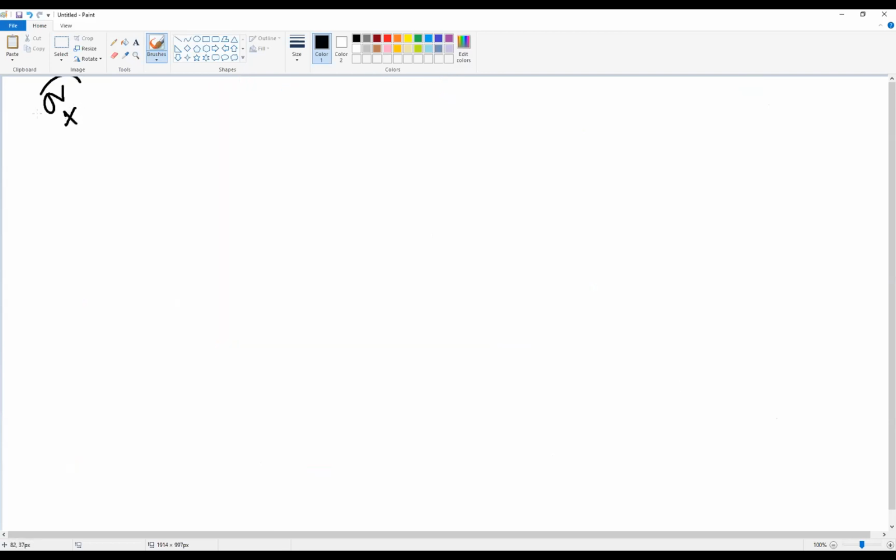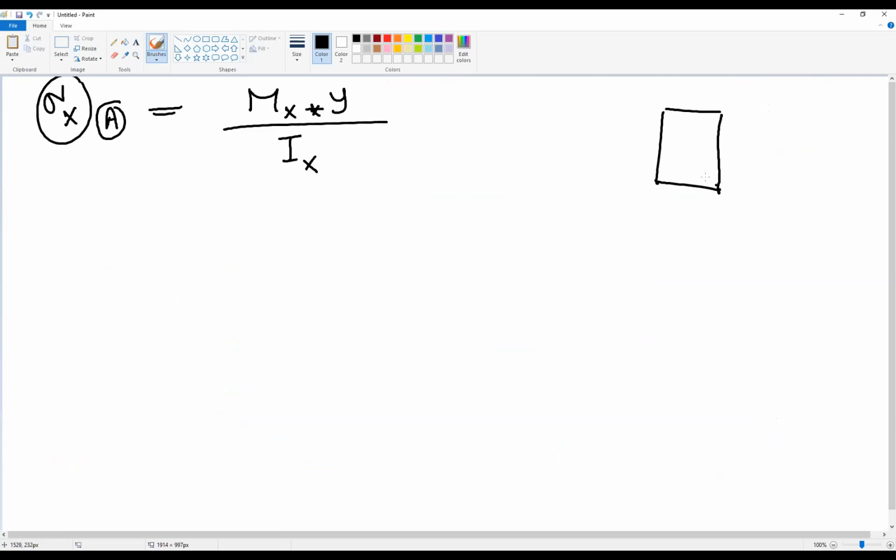How can we find sigma x at A? Again, sigma x at A is Mx multiplied by y divided by I. Here is the section we have, and this is the x-axis, this is the y-axis, and this is the centroid. And Mx, we just found Mx is 13.714 kilonewton meter.